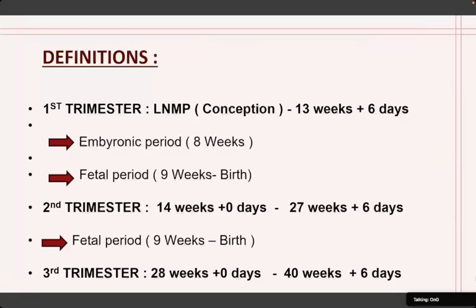So to define the period of each trimester, the first trimester is from the first day of the last normal period up until 13 weeks and 6 days of gestation. This includes the embryonic period and the initiation of the fetal period. The second trimester is between 14 weeks and 27 weeks and 6 days, and this is the continuation of the fetal period, which occurs in this trimester as well, up until birth. The third trimester is from 28 weeks to 40 weeks and 6 days.